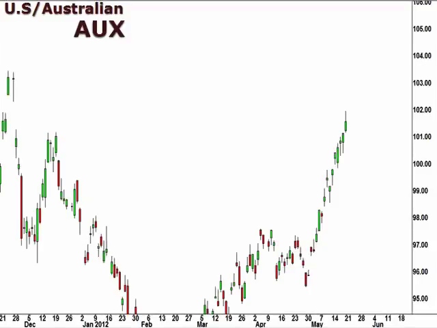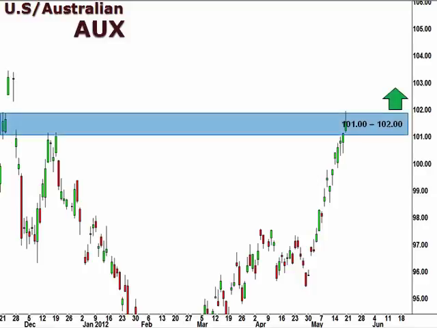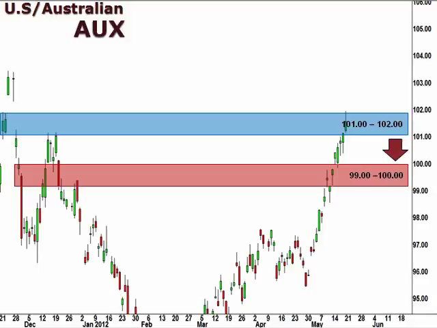Let's take a look at the AUX, the US dollar versus the Australian dollar. Well, the AUX closed last week within the 101, 102 resistance level as the trend remains very strong to the upside. However, we are open to a retracement lower that could test support at 100.